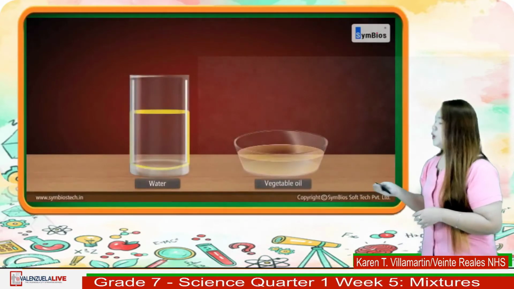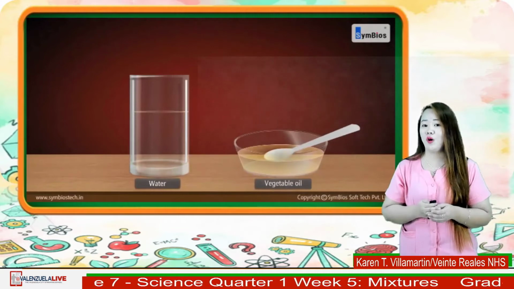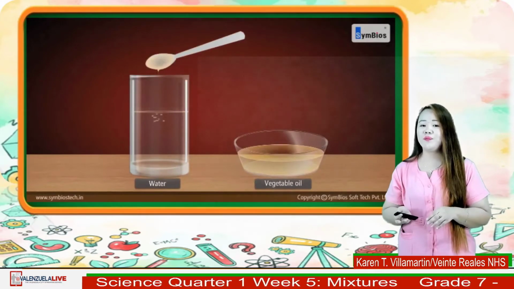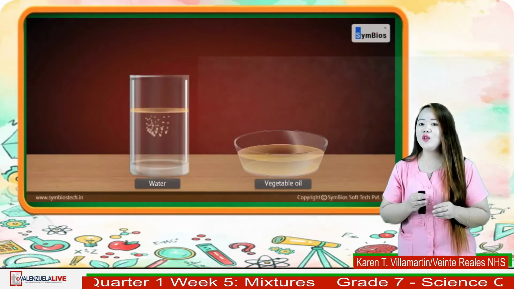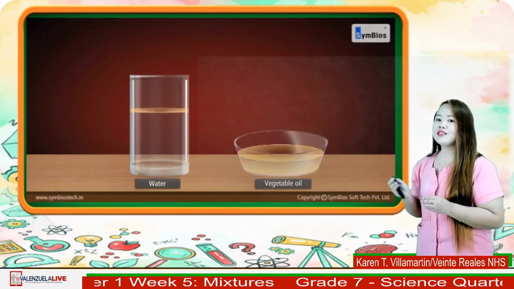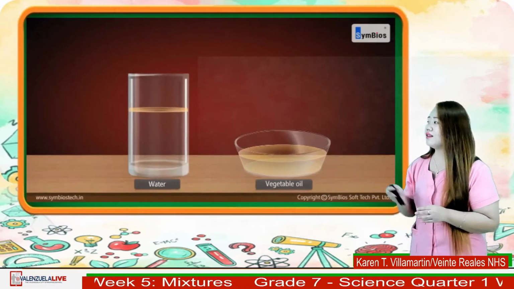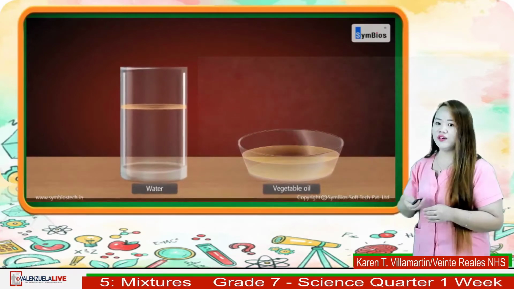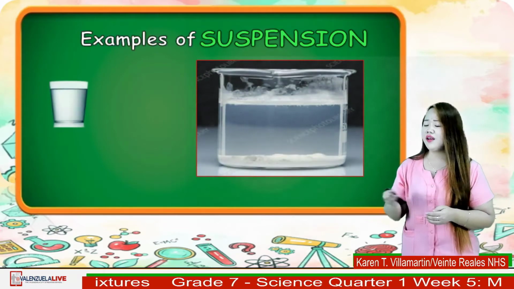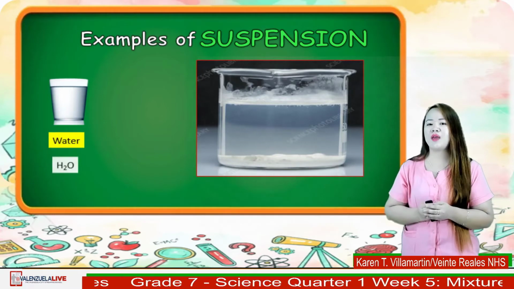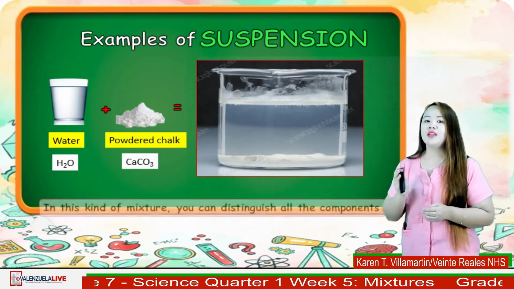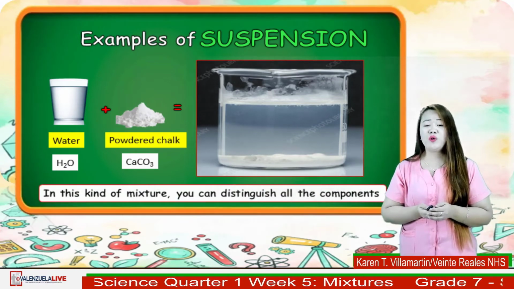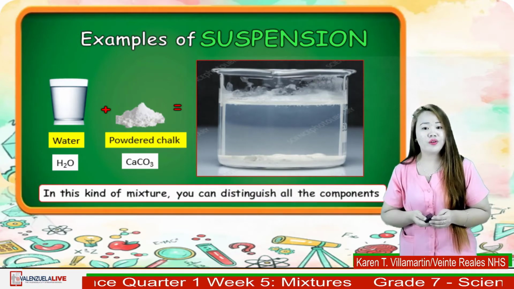In this video, it shows that the oil is mixed with the water. You will notice that the oil does not dissolve, and you will see that the oil separates and settles at the top of the water. Another example of suspension is water and powdered chalk. In this kind of mixture, we can distinguish all the components.